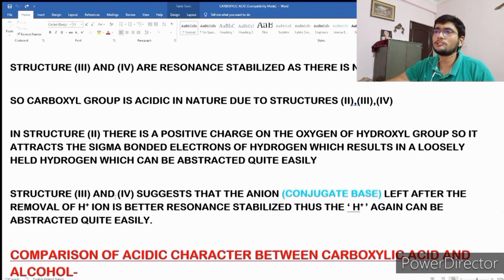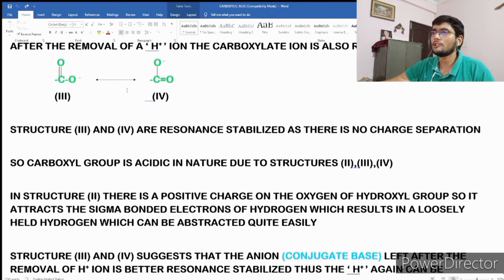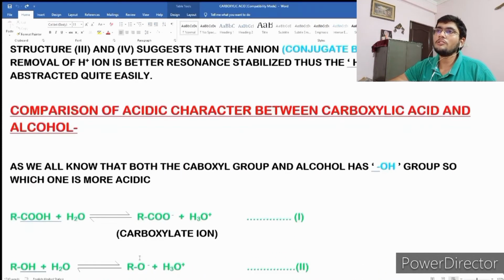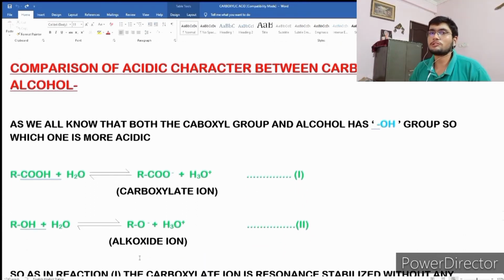Structures 3 and 4 suggest that the anion or conjugate base left after the removal of H plus ion is better resonance stabilized, thus the H plus can again be abstracted quite easily. Now let us compare the acidic character of the carboxylic group with alcohol. Now we are going to compare aliphatic carboxylic acids with aliphatic alcohols. Aliphatic means that the alkyl group is a straight chain. RCOOH and ROH, where R is a straight chain. So we are comparing such acids and alcohols.